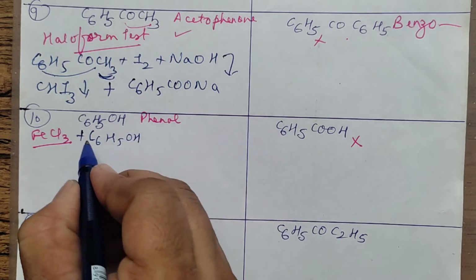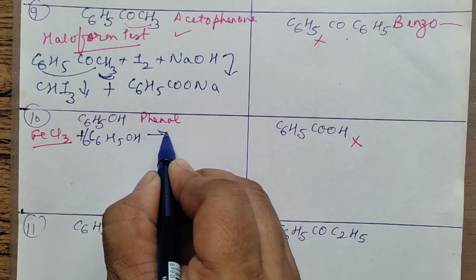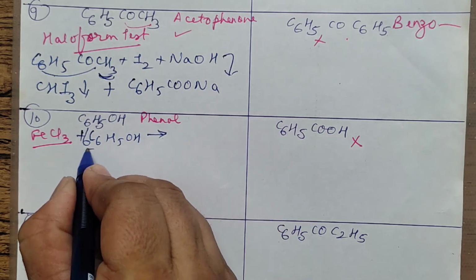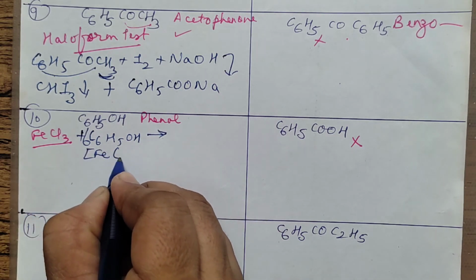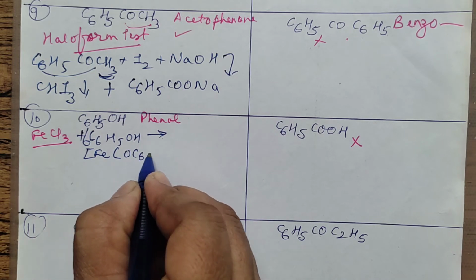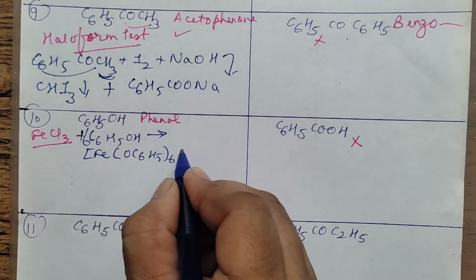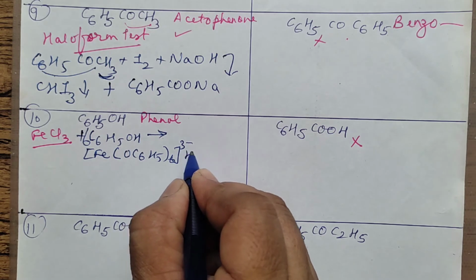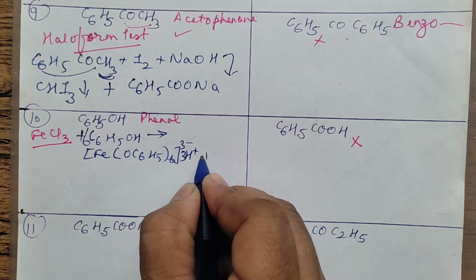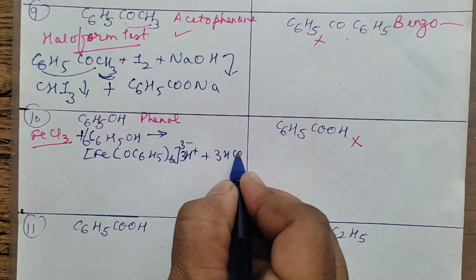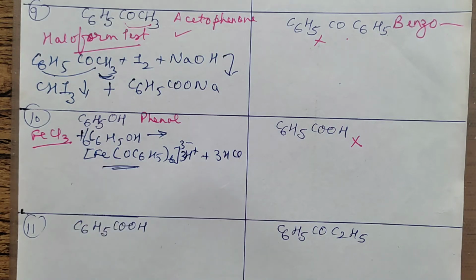C6H5OH. Right? So when you're balancing, you get here 6. And you will write down here the product. It's a complex compound, I told you. Fe(OC6H5)6 to the power 3 minus. You will write here 3H+ plus 3HCl. It's a violet color complex.